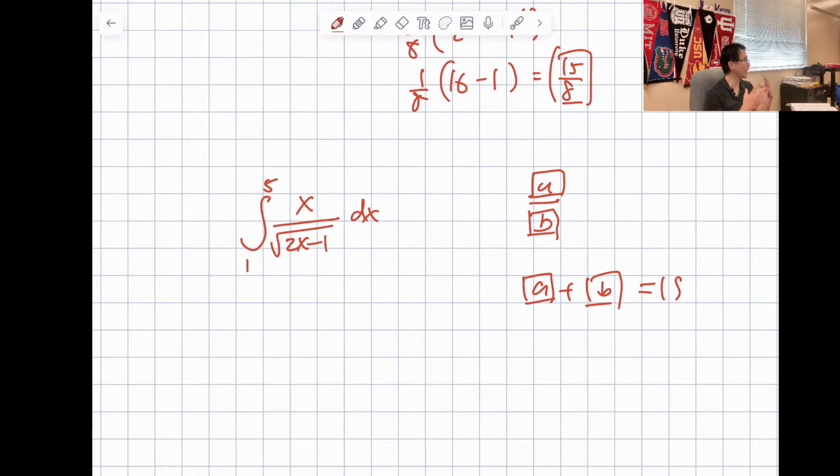No, you're gonna get an answer as A over B, and A plus B is equal to 19. So if you got an answer different, then when you plug it in, that's how you know you did it wrong. Wait, remember is u 2x minus 1? Yeah, I think so. This might require back substitution. Oh, wait, thank you. That's how you know you did it wrong.